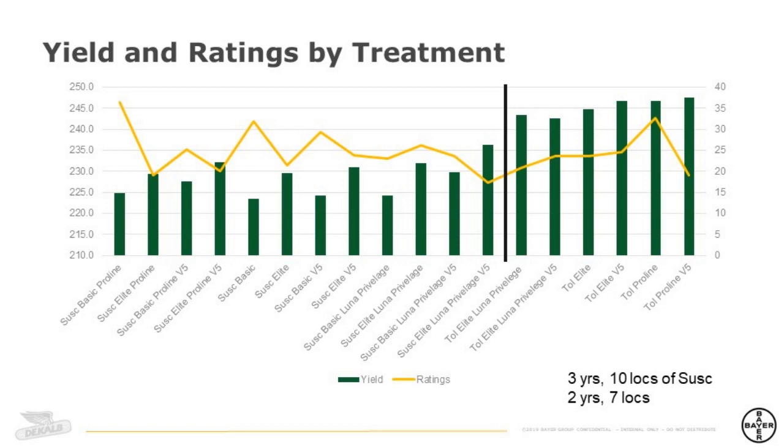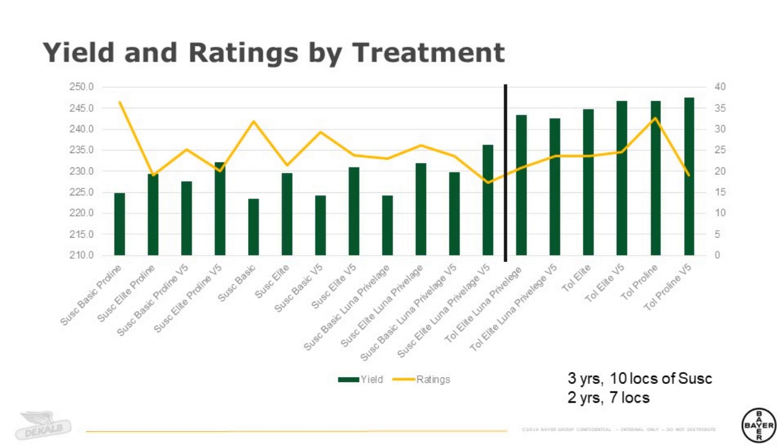So the green bars would represent the yield of each treatment against the axis there on the left-hand column of the chart. The yellow line would indicate the infection rates of each treatment against the right side of the chart. I've put a solid black line between the susceptible and the tolerant hybrids in the data.